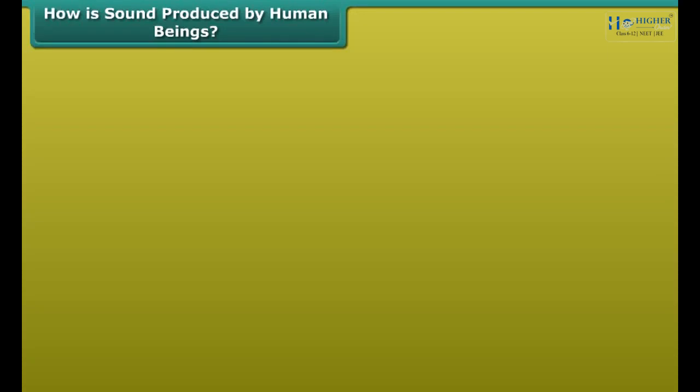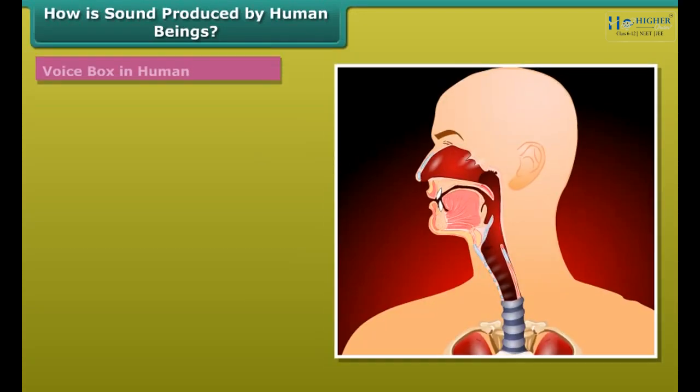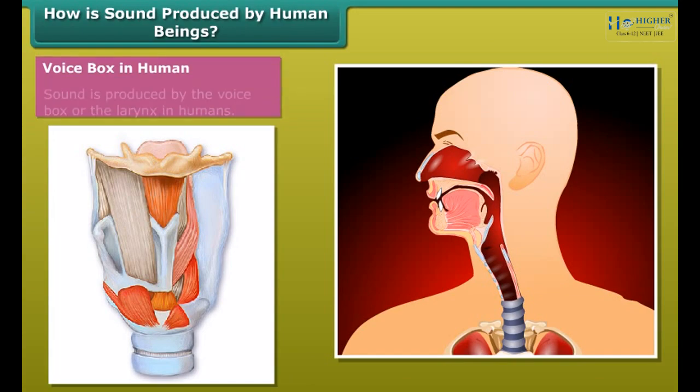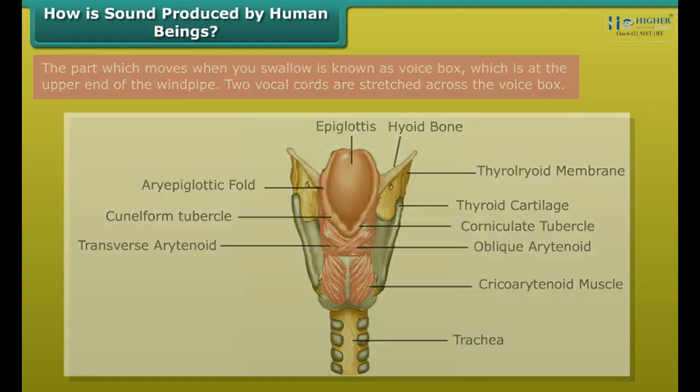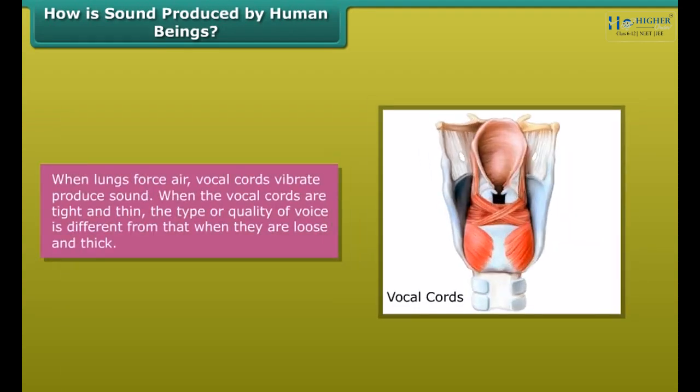How is sound produced by human beings? Voice box in humans. Sound is produced by the voice box or the larynx in humans. The part which moves when you swallow is known as the voice box, which is at the upper end of the windpipe. Two vocal cords are stretched across the voice box. When lungs force air, vocal cords vibrate, producing sound.